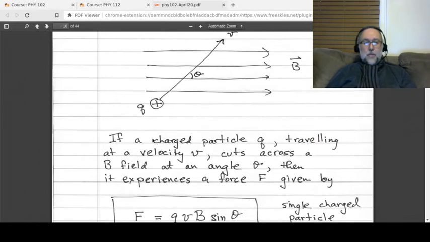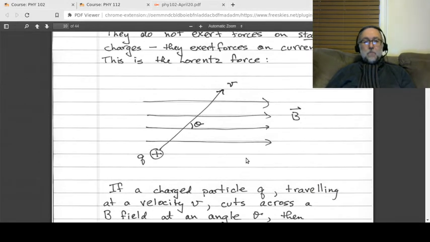So let's look at our diagram again. What you're seeing here is the velocity is up this way and the B field is that way, and there's an angle there. It looks like roughly 30 degrees. So actually here you would have sine of 30 degrees, which is a half.